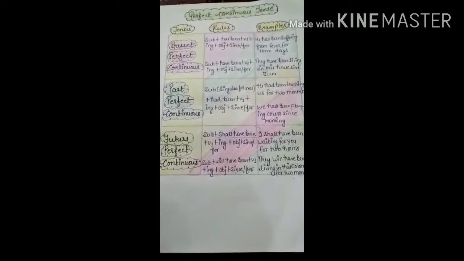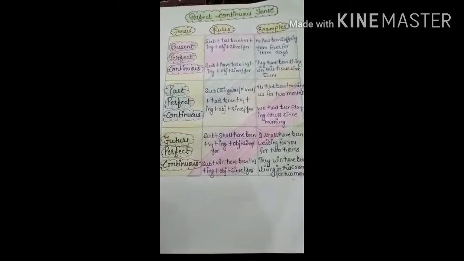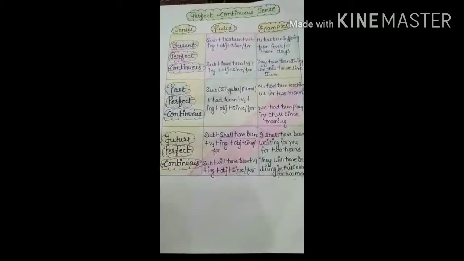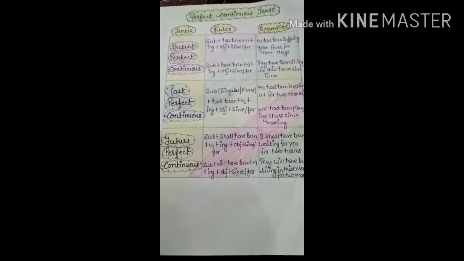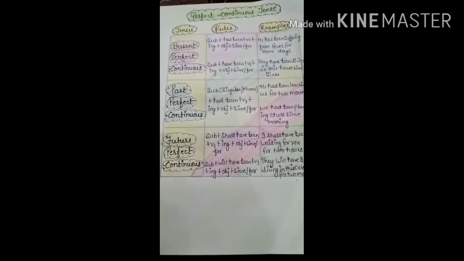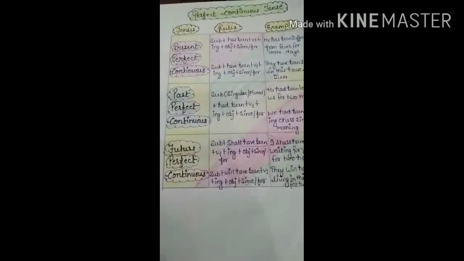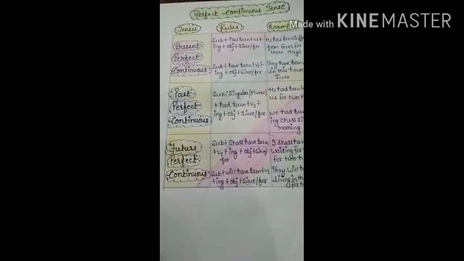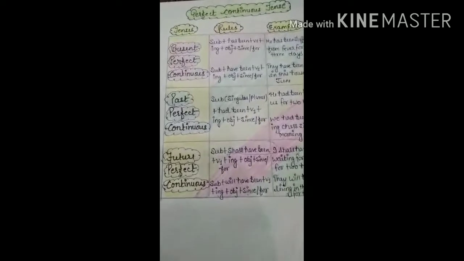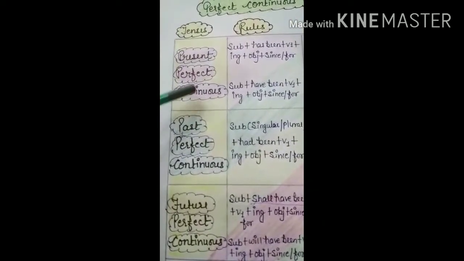Today we will discuss perfect continuous tense. Students, as you all know, tenses are divided into three parts: present, past and future. Perfect continuous tense is also divided into three parts: present perfect continuous, past perfect continuous and future perfect continuous. First of all, we will discuss present perfect continuous tense.